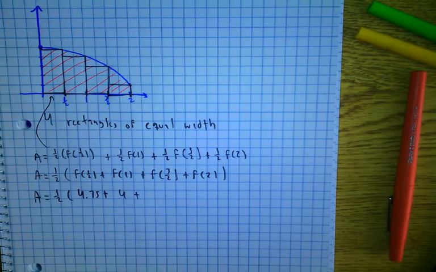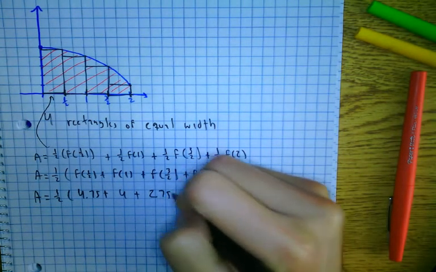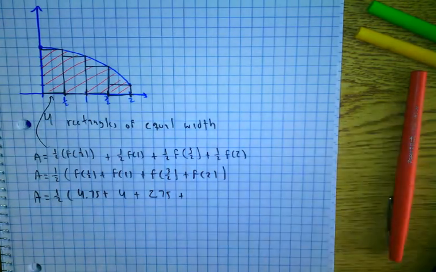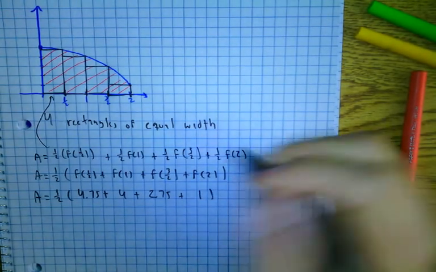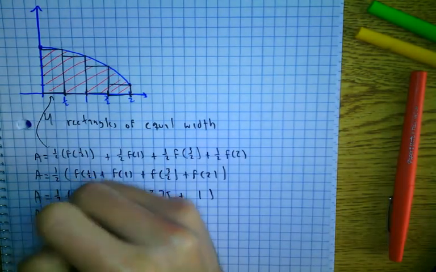2.25. So 5 minus 2.25 would be 2.75. Okay, plus, now we plug in 2, we get 2 squared, which is 4, and then 5 minus 4 would be 1, okay? All right, so area equals 1/2.